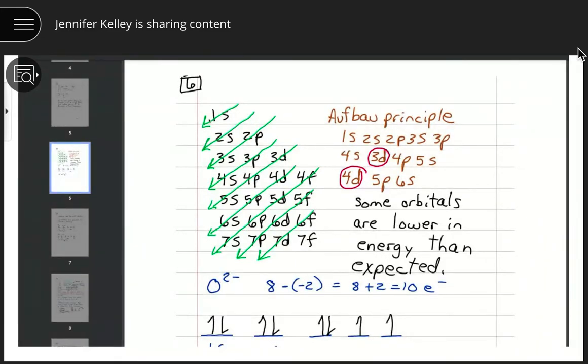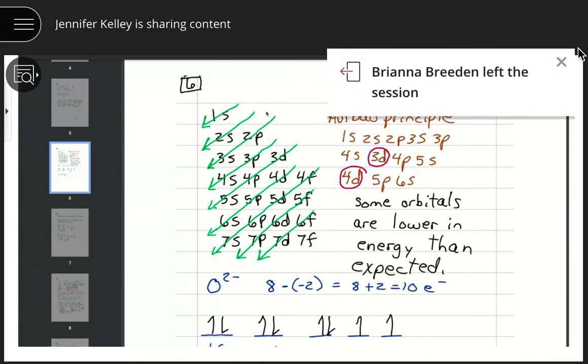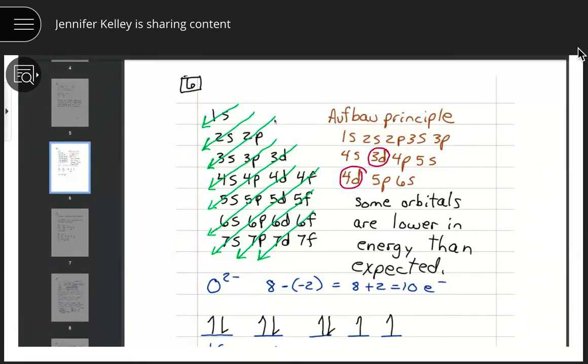So the first arrow just goes through 1S. The second arrow goes through 2S. The third arrow goes through 2P and 3S. The next one goes through 3P and 4S. The next one goes through 3D, 4P, 5S, and so forth.